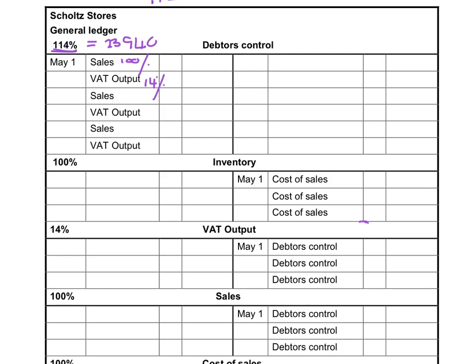We want to calculate the inventory now. So if I want to calculate the inventory, the one that I want is 100. The one that I know is 114. And if I want to calculate the VAT, it is 14%. That is the one that we want, 14, divided by the one that we know, 114. So you can use your ledger accounts to do the calculation in a quicker way.